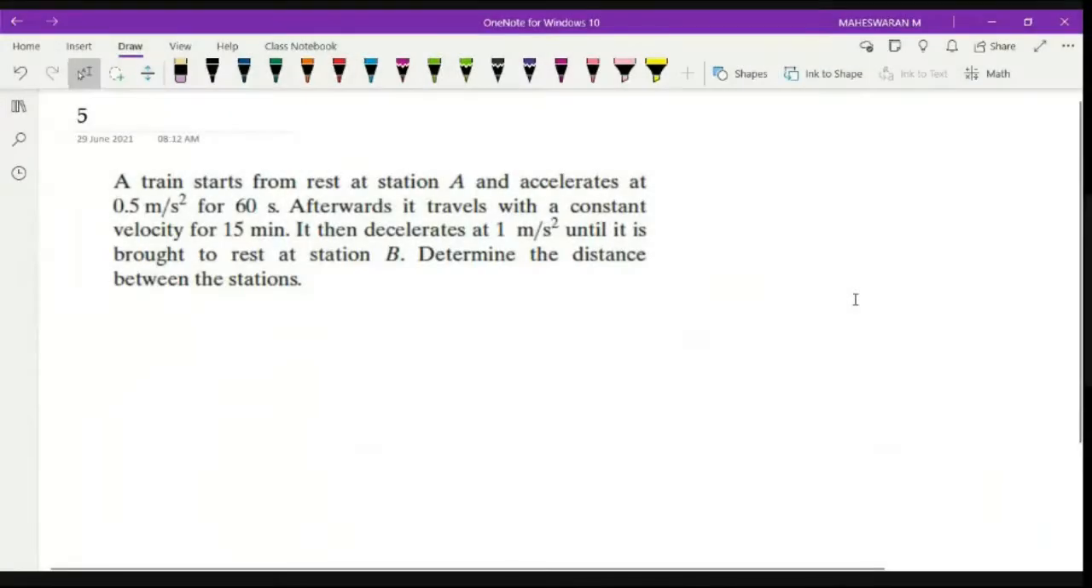We consider here, so here there are splits of data. So you have to split it accordingly, right? You have a train which starts from rest at station A and accelerates at 0.5 meter per second square for 60 seconds. Afterwards, it travels with a constant velocity for 15 minutes. It then decelerates at 1 meter per second square until it is brought to rest at station B. Right, so this is the condition. So they are asking you to determine the distance traveled between the stations.